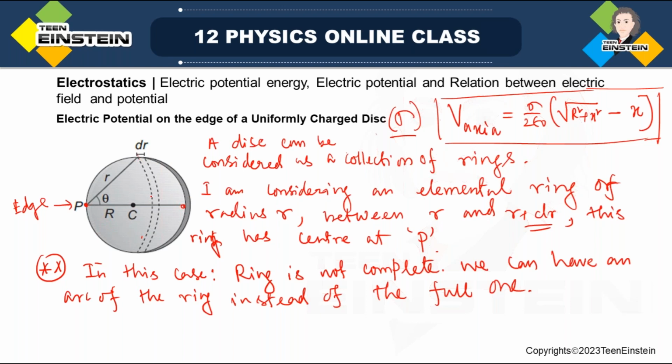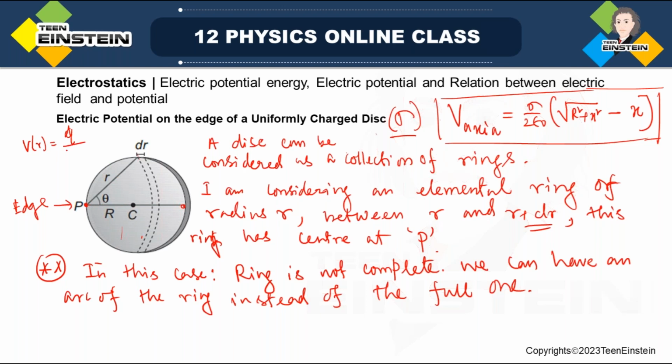In this case, if I take this element, why have I taken this element instead of the whole ring, keeping this P as center? This is a good question. Because when I calculate potential as a function of r, this r at any particular point should be constant. If I take any arbitrary ring, the distance varies, then we cannot write this.